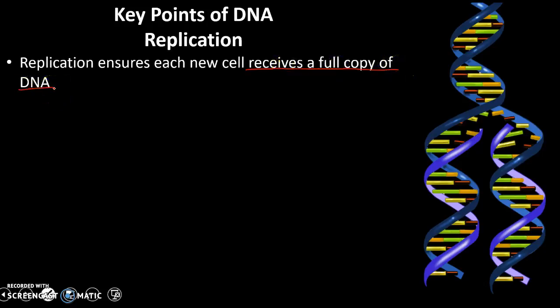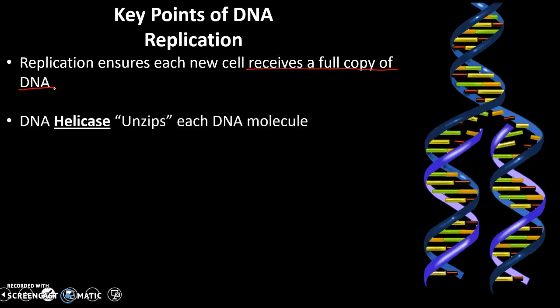The first step is we're going to have this enzyme. It's called helicase. And remember, anything that ends in the suffix -ase is an enzyme. So DNA helicase is going to unzip or unwind the strand of DNA.